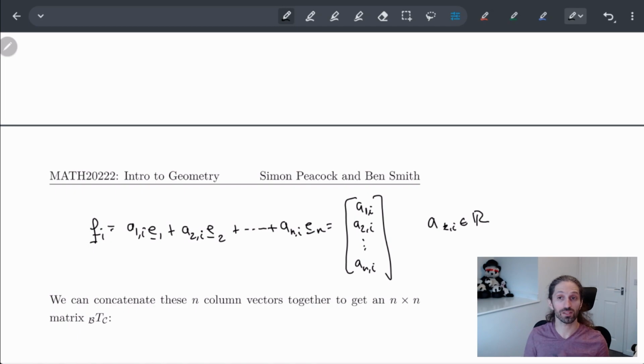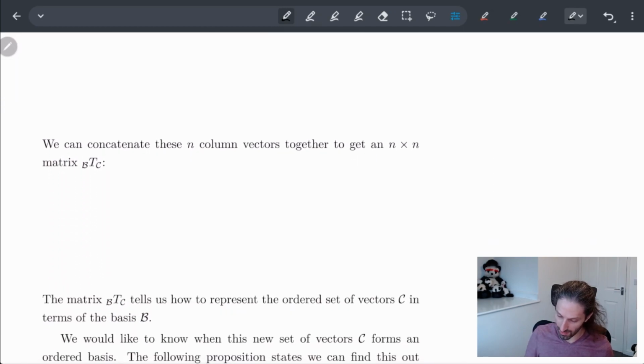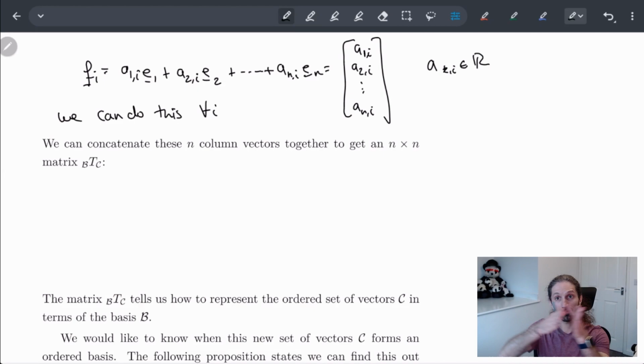Okay, so this is nice in some way. We can do this for all i. And what this gives us is we can take all of these vectors. So there's n of them, right? Because C is a basis as well.